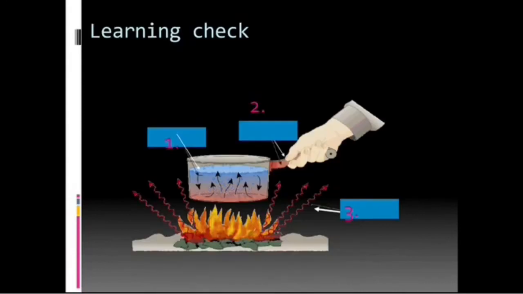So now why don't you check yourself? So we have 1, 2, and 3. Take a second and decide which one's which. Okay, and if you want to check now, number 1 is showing the convection current within the boiling water. Number 2 has direct contact with a solid, so that's conduction. And number 3 is showing the radiation from the waves.